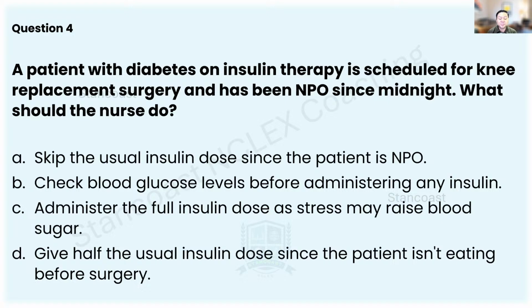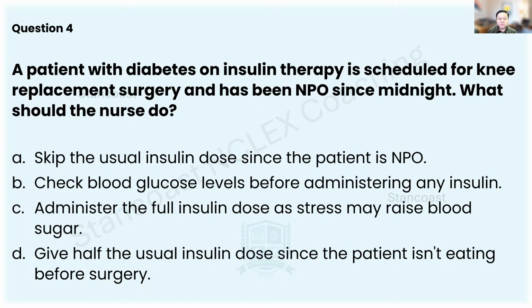So you are the surgical nurse or the nurse assigned to this patient in the unit, and the patient has been NPO since midnight for the knee replacement surgery. What should you do here as the AM shift nurse? Will you do A, or B, or C, or D? All right, let's get started with the rationales.